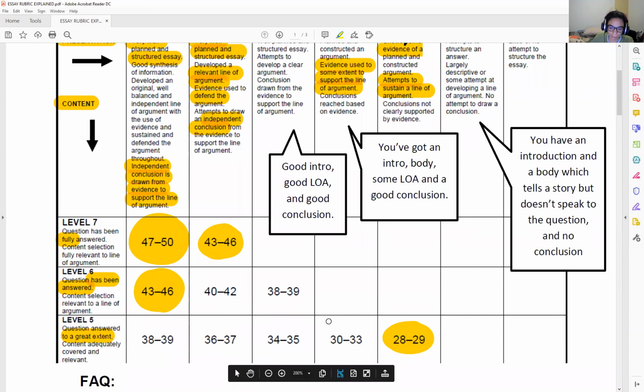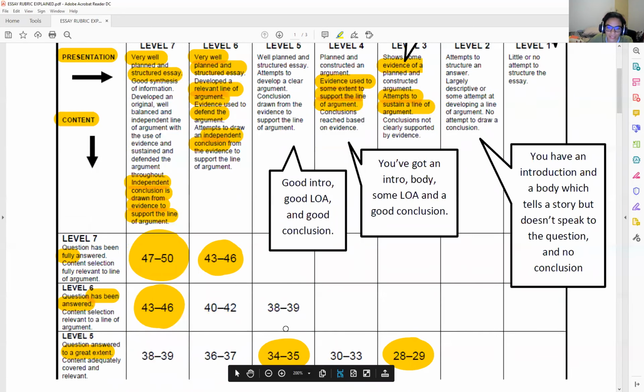But now let's look at the midpoint, which is 34 to 35. So this means, once again, you've got most of the information you need. Your essay has been well planned and structured. So I can see everything that you need, with an introduction, a good conclusion, and a good body with paragraphs with an attempt to develop a clear argument. So you've got your line of argument in almost every paragraph. You've forgotten maybe two or three or something like that, but you didn't tie it to the question.